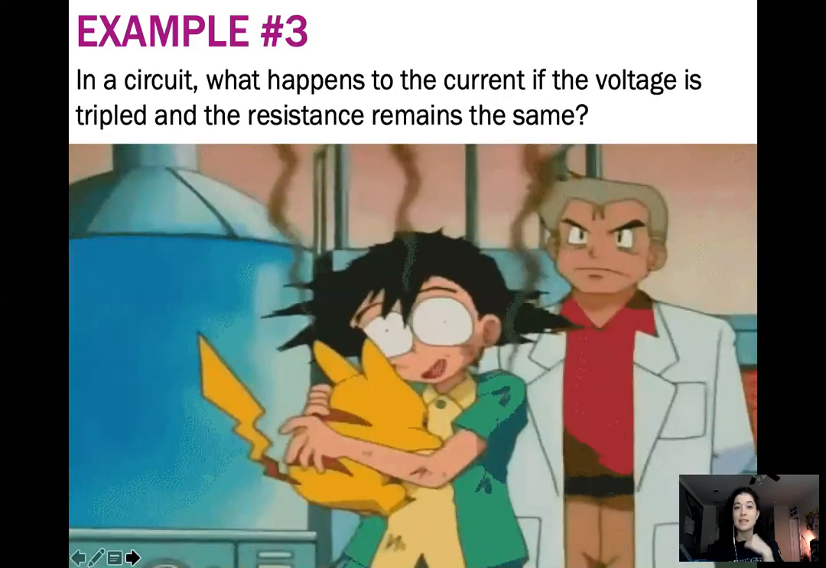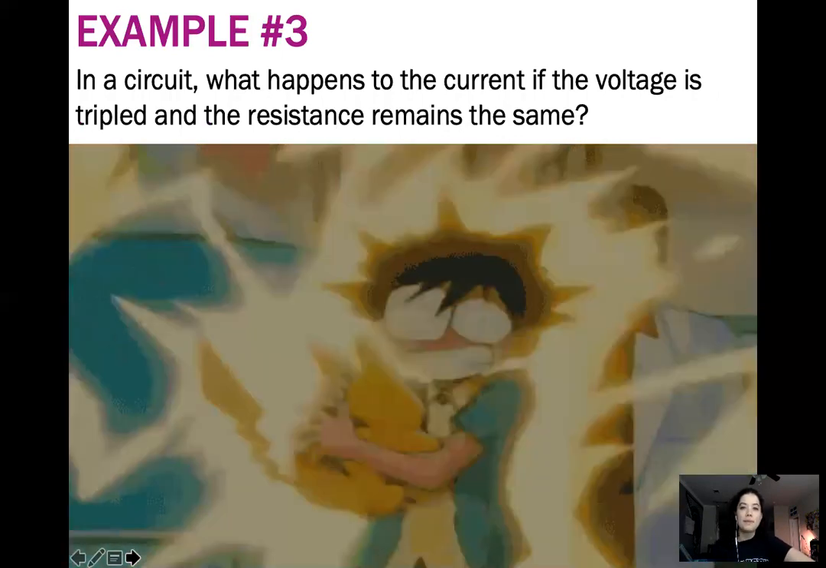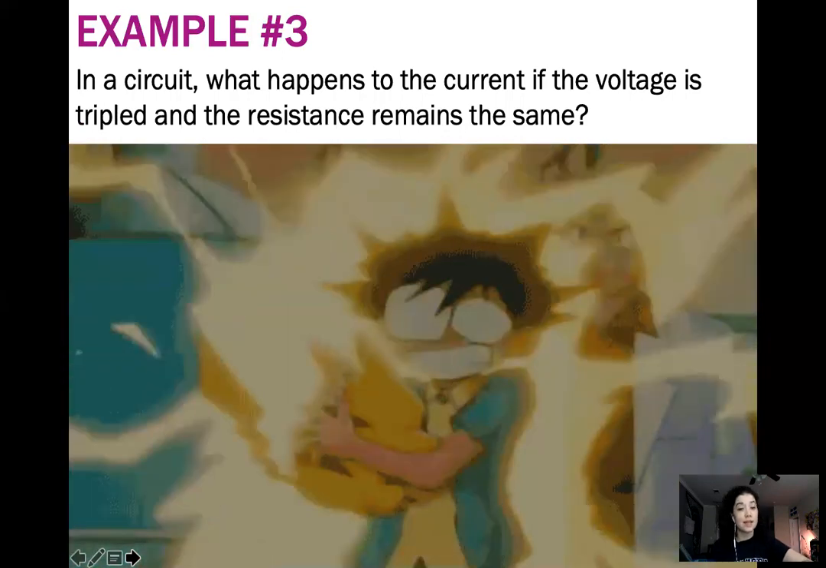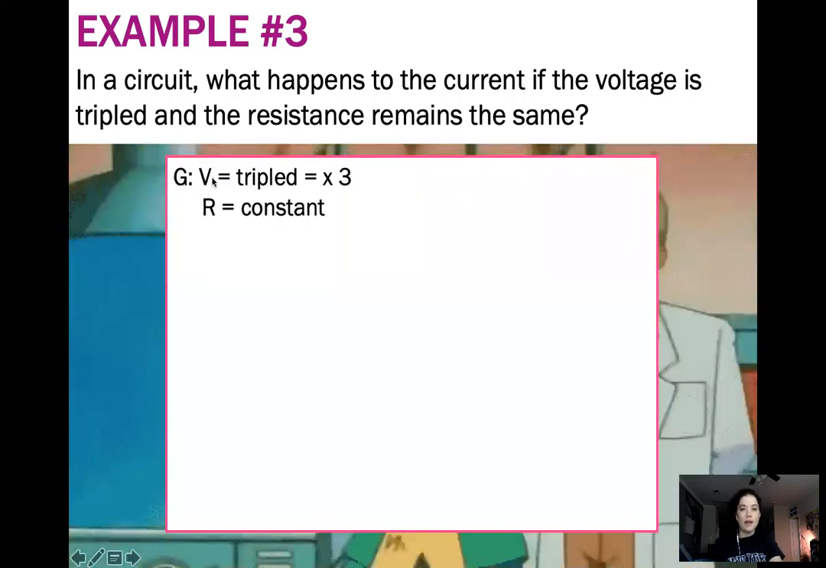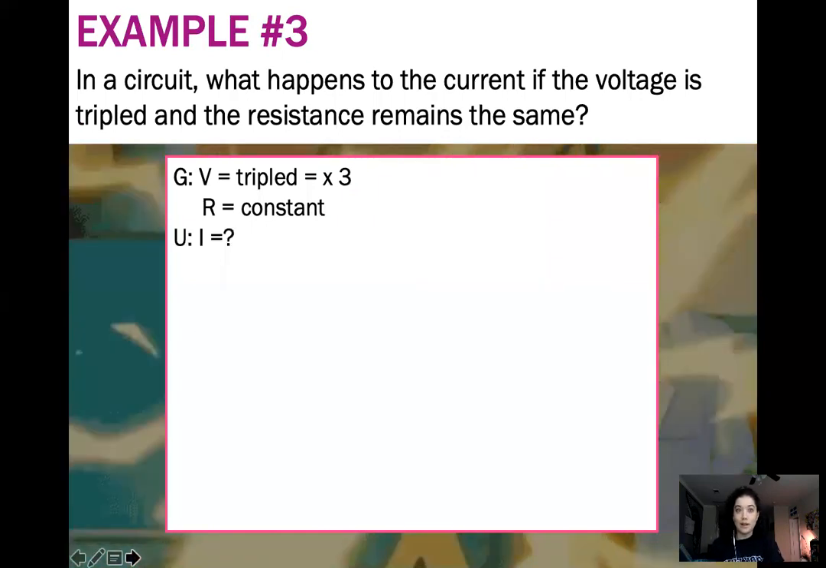All right, this is our last example. In a circuit, what happens to the current if the voltage is tripled and the resistance remains the same? So we've got a voltage that's being tripled, which means multiplied by 3, in case you forgot what tripled meant. But our resistance is going to be constant. We want to know what's going on with our current, I.